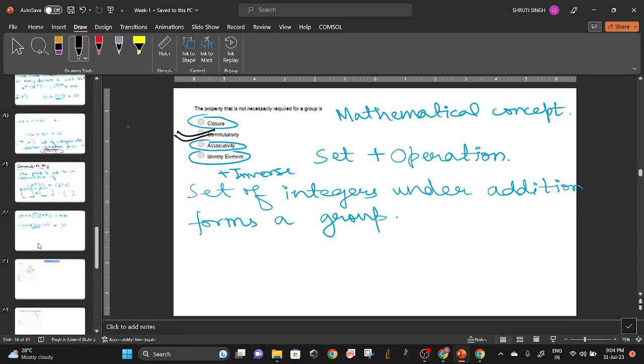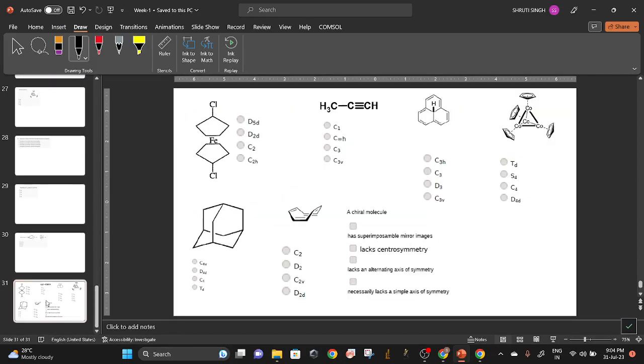So we have so many questions left, and here is something you can practice. I have given some molecules and some point groups also there. As I know you guys are MSc students already, so you can just practice these.